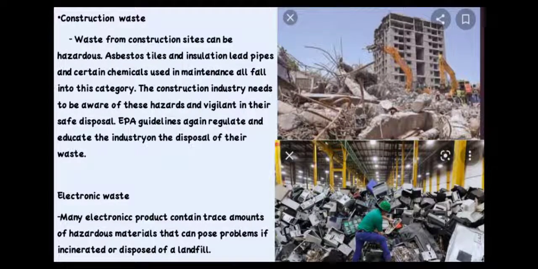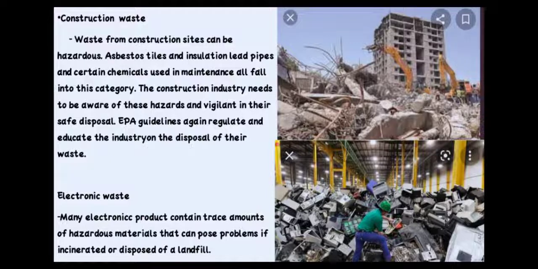Next is construction waste. Waste from construction sites can be hazardous. Asbestos tiles and insulation, lead pipes, and certain chemicals used in maintenance all fall into this category. The construction industry needs to be aware of those hazards and vigilant in their safe disposal. EPA guidelines again regulate and educate the industry on the disposal of their waste. So construction waste, so this waste is any kind of debris from the construction process.